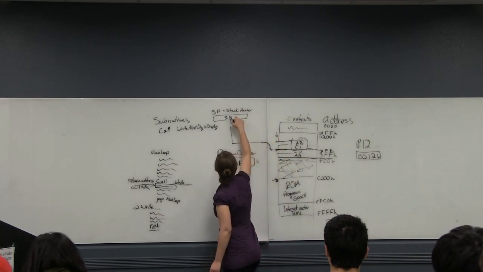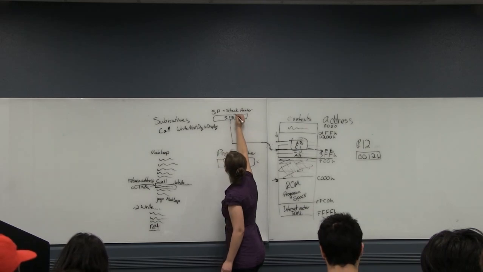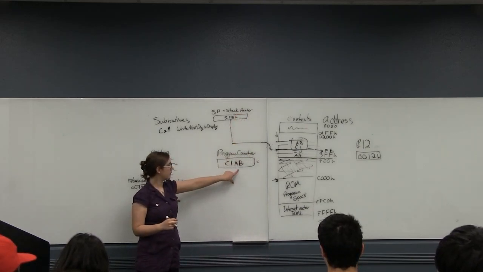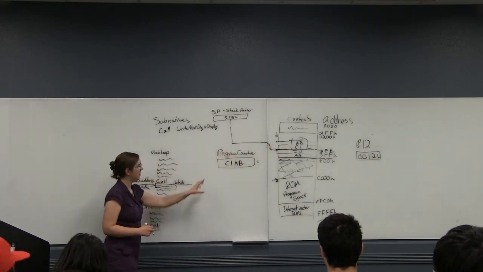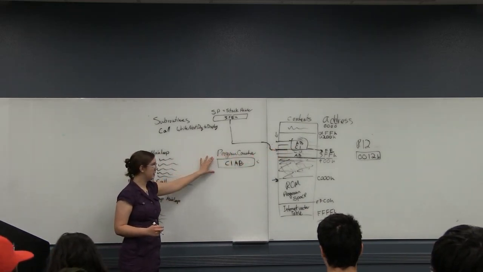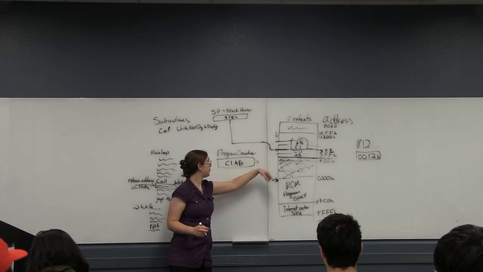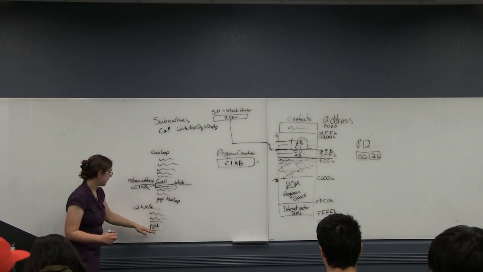the stack pointer increments by 2. Because it took that value and popped it off and put it into here in the program counter. So that means the next top of stack is underneath there. So that's what a ret does.